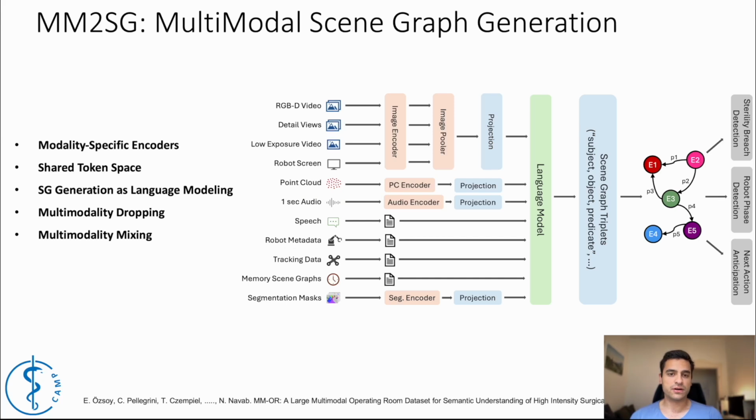To go along with our dataset, we also devised a new method, the first multimodal semantic scene graph generation method. It uses modality-specific encoders to process individual modalities such as RGBD video, robot screen, point cloud, audio, robot metadata, and tracking data. We bring them all together into a shared token space, and we use language modeling for semantic scene graph generation, meaning our model predicts subject, object, predicate triplets.